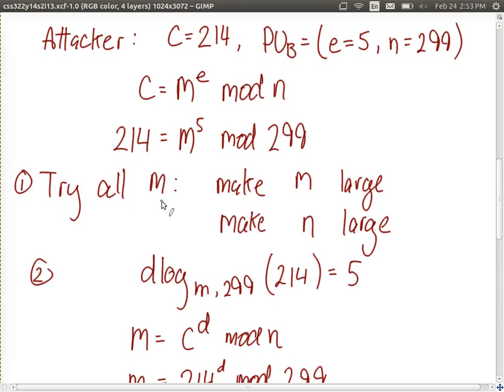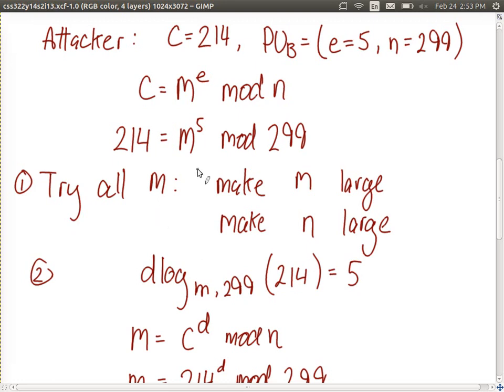So for the real use of RSA, we must have our numbers large enough such that that would not work, that we cannot try all possible values of m. That is, m must be potentially large, and the limit of m is n, the modulus. So n should be large.